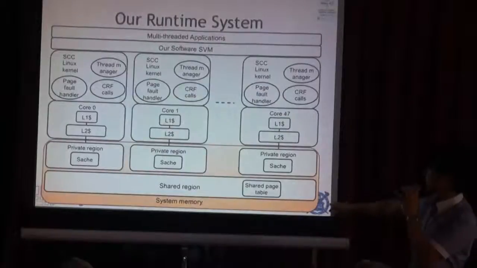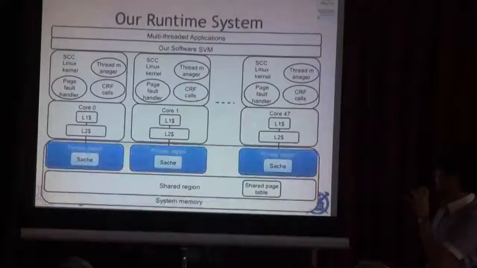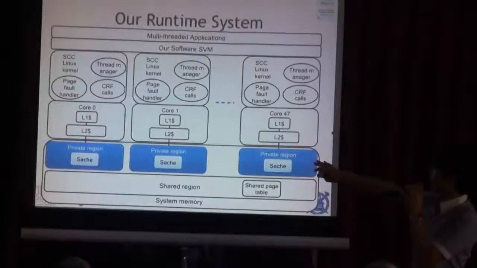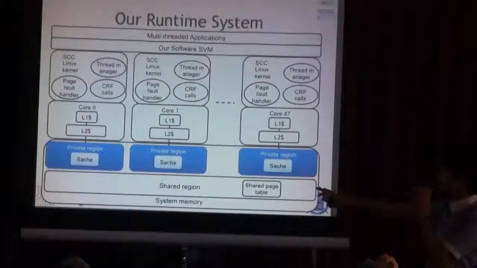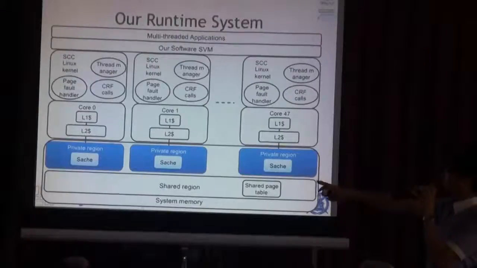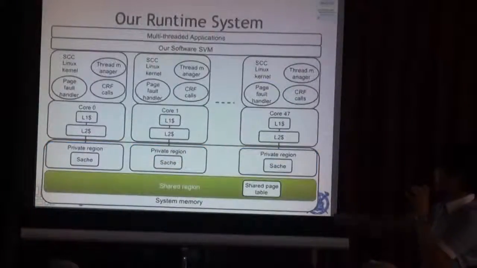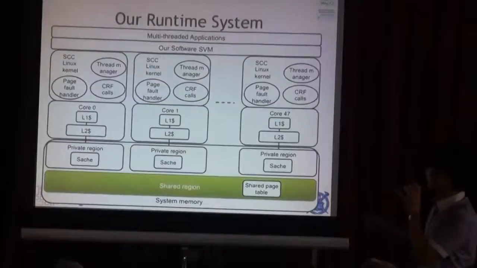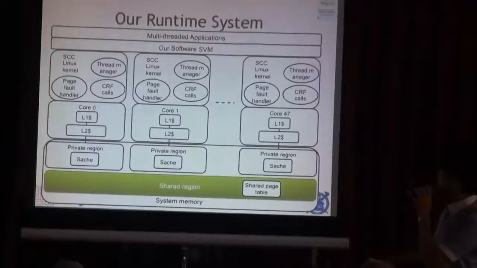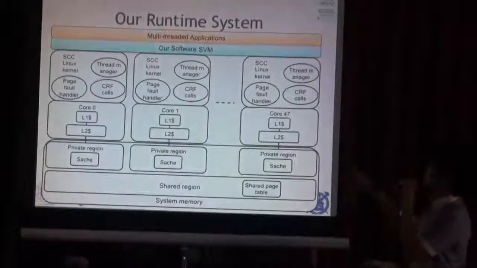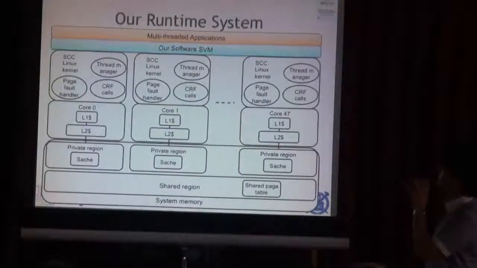The system memory is divided into two regions, private and shared. The private region is dedicated to each core, and a stack is allocated in this region. The shared region is used for shared pages and the shared page table. The shared page table has information about the shared pages. On top of our software VM, you can run multi-threaded applications.